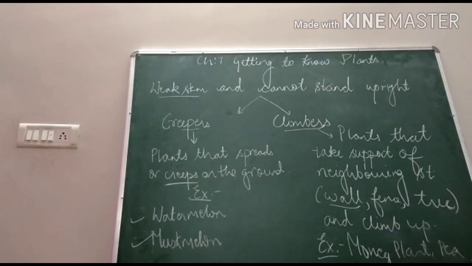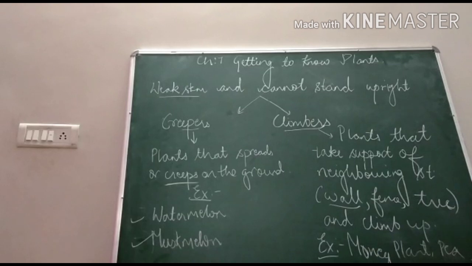So creepers, what are creepers? Creepers ऐसे plants होते हैं जो crawl करते हैं ground पर और grow करते हैं या फिर spread करते हैं ground पर. Or you can say the plants that creep on the ground are known as creepers. Example, you must have seen the plant of watermelon. What happens in that plant? The stem of that plant grows on the ground or spreads on the ground.